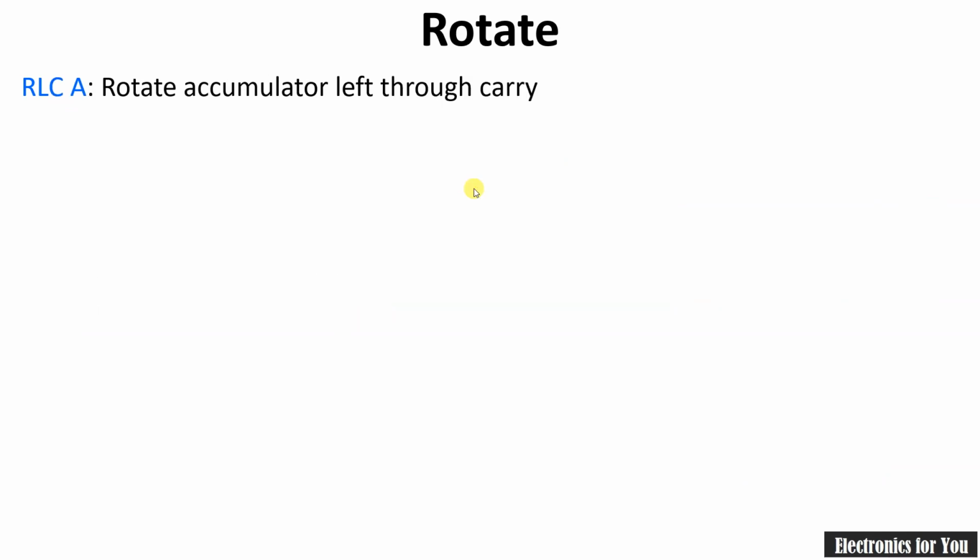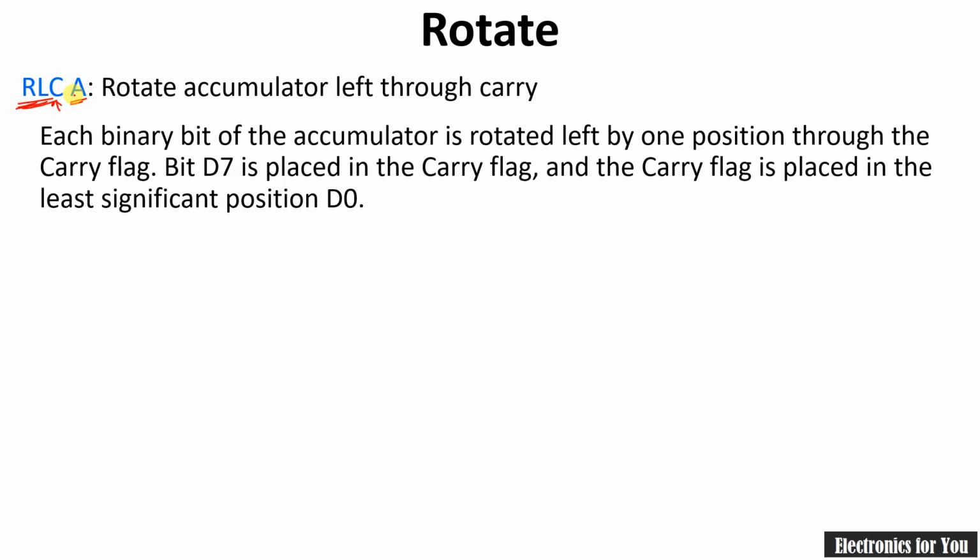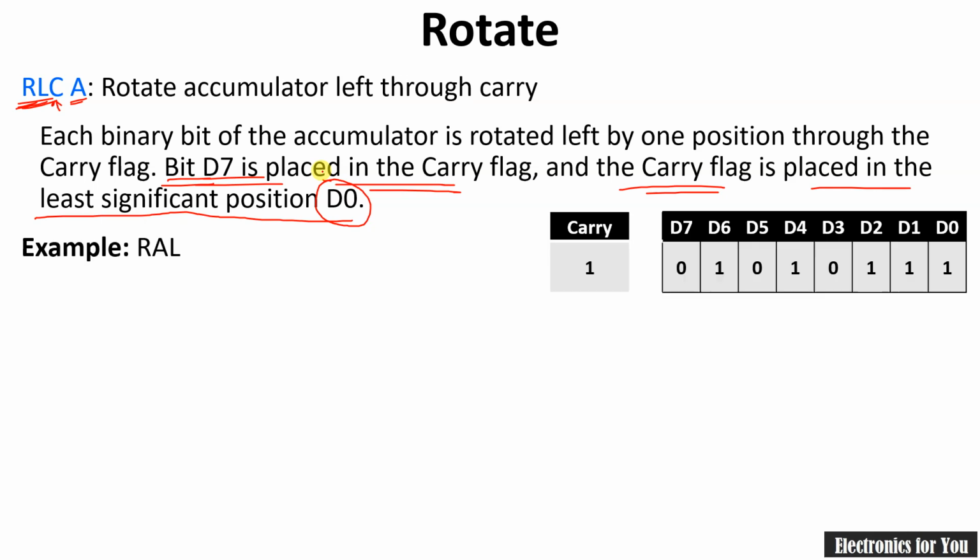Then the next instruction is rotate left again, that is RL, and C indicates carry. So rotate accumulator left through carry. This is our next instruction. This instruction is similar to the previous instruction. The only change is that the bit D7 is placed in the carry flag, and the carry flag is placed in the least significant position, that is D0. So here is the example.